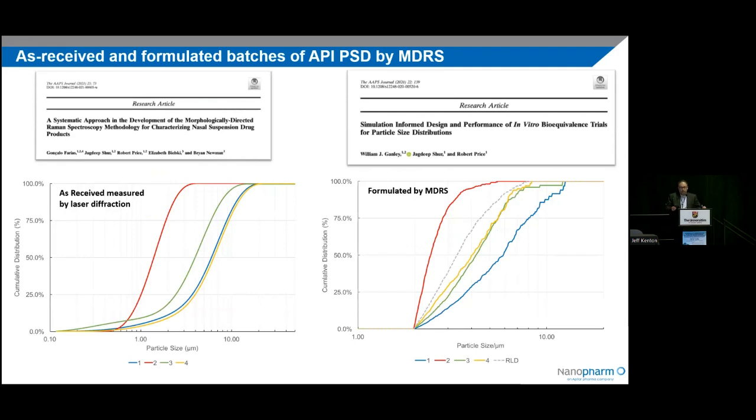Now, when we started to explore this, we published a paper with Elizabeth and Bryan looking at trying to track particle size measured outside of the formulation. So you buy formulation in, and here we've got a series of batches with different particle size. Primarily batch 2, the red line, has a smaller particle size, and batches 3 and 4, and batch 1, have a larger particle size. And when we formulate and then track the APSD through MDRS from the nasal sprays, there's a good correlation.